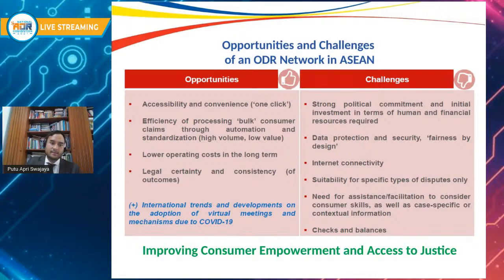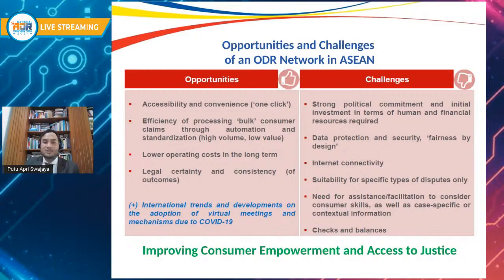Your Excellency, ladies and gentlemen, allow me to say a few words about the opportunities and challenges in developing an ODR network in ASEAN. It is obvious what the opportunities are. These include having access to a dispute resolution mechanism in the hands of consumers and businesses with one click. There is no more need for snail mail or often frustrating phone calls or helplines.